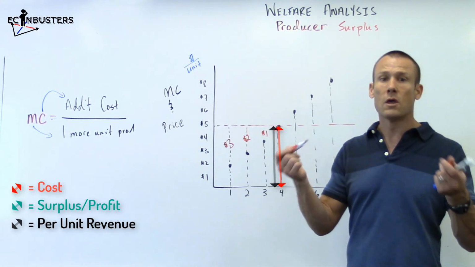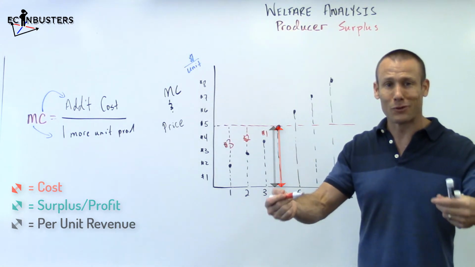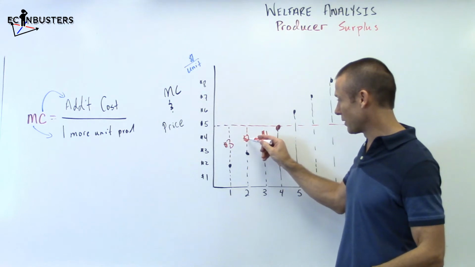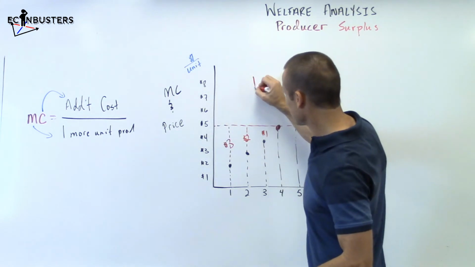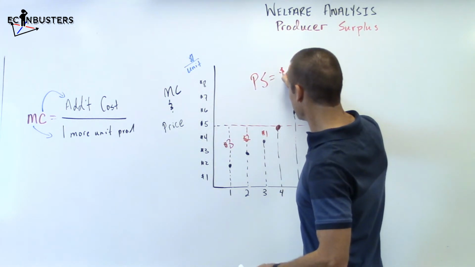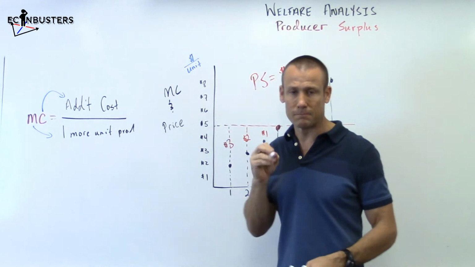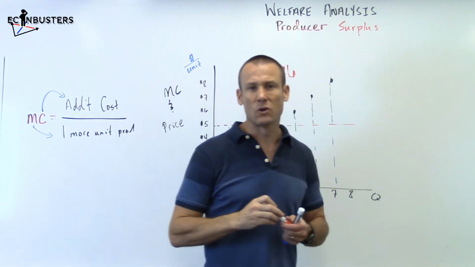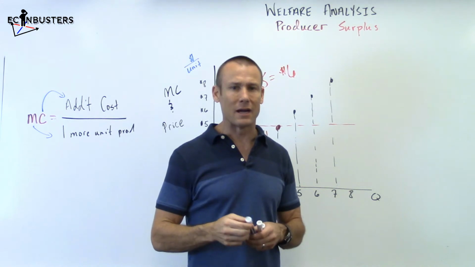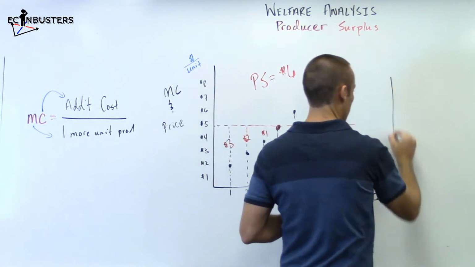So what is the producer surplus in total? 3 plus 2 plus 1 equals 6. The producer surplus is $6. Now, just to finish it off, I like to go to kind of like the way we're going to see it in class all the time. Okay? You're going to get a graph.